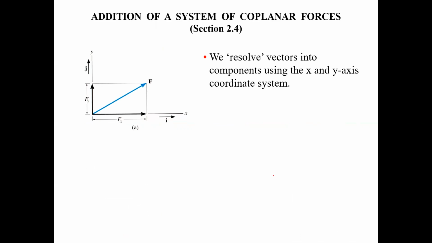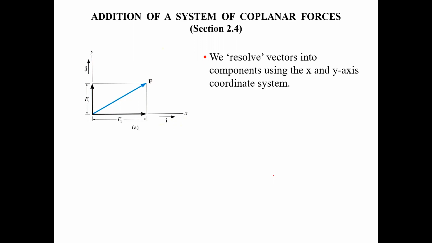So let's move forward. Now, addition of a system of coplanar forces. This is section 2.4 of your book. Let's talk about it. Okay, so we resolve vectors into components using the x and y axis coordinate system. All right, so in the last slide we discussed the u axis and v axis, right? But normally we use this x, y, z coordinate system. Since here we are talking about two-dimensional space, 2D space, we only have the x-axis and y-axis.